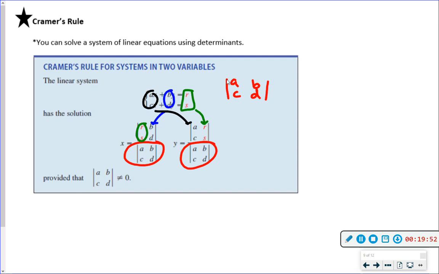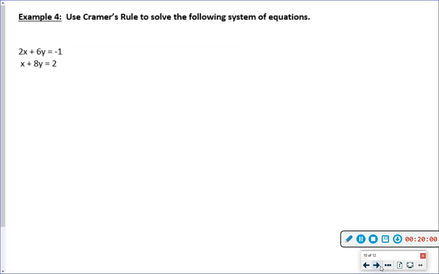Now when we get to a 3 by 3, that's just obnoxious because you have so many determinants to calculate. We're going to do that one in our calculator for sure. Okay, so 2 by 2. First thing I'm going to do is just the determinant of the coefficients on the variables. So 2, 1, 6, 8.